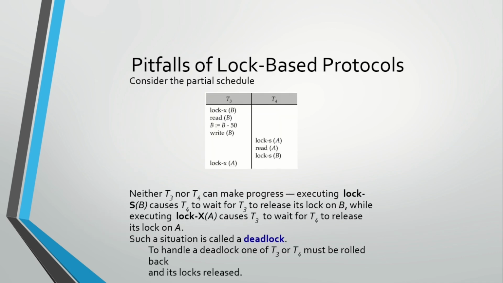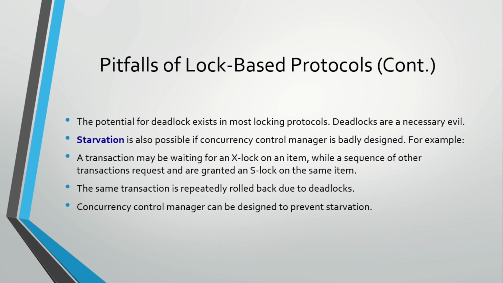Pitfalls of lock-based protocols. Consider the partial schedule. Neither T3 nor T4 can make progress: executing lock-S(B) causes T4 to wait for T3 to release its lock on B, while executing lock-X(A) causes T3 to wait for T4 to release its lock on A. Such a situation is called a deadlock. To handle a deadlock, one of T3 or T4 must be rolled back, and its locks released.